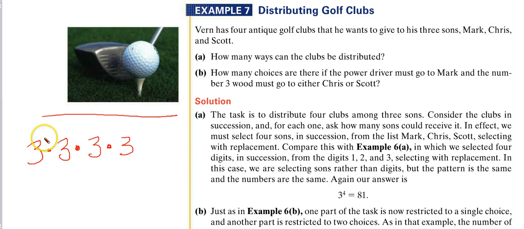Well, think of the number of clubs and how many could receive it. So the first club could be distributed 3 ways. The second club, 3 ways. The third club, 3 ways. The fourth club, 3 ways. So we end up with, as they show here, 3 to the 4th power, which is 81.